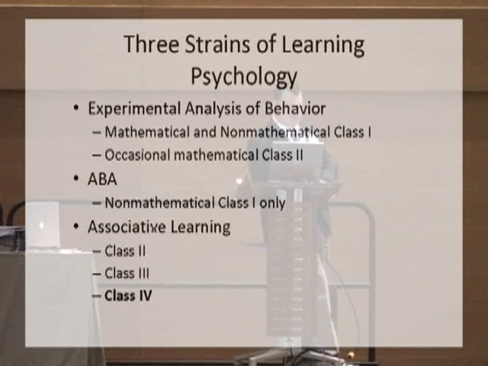Well, when we compare these three strains of learning that I started talking about, experimental analysis of behavior tends to stay in class 1, and sometimes, and I think increasingly, it's moving into class 2. So there are some constructs there, but they tend to be highly constrained. Applied behavior analysis, as it has come to be, is almost always non-mathematical class 1. I don't know of any exceptions to that. Associative learning, this tradition, tends to be class 2, class 3, and a lot of times class 4.